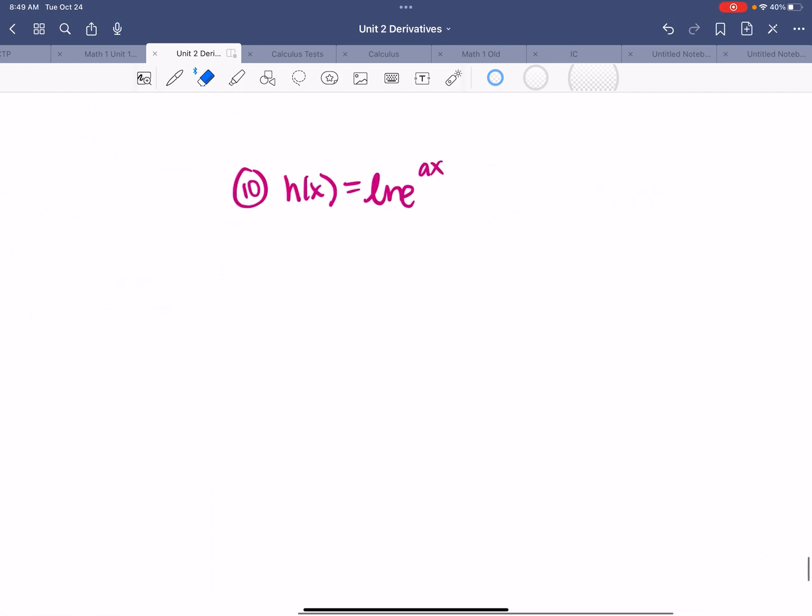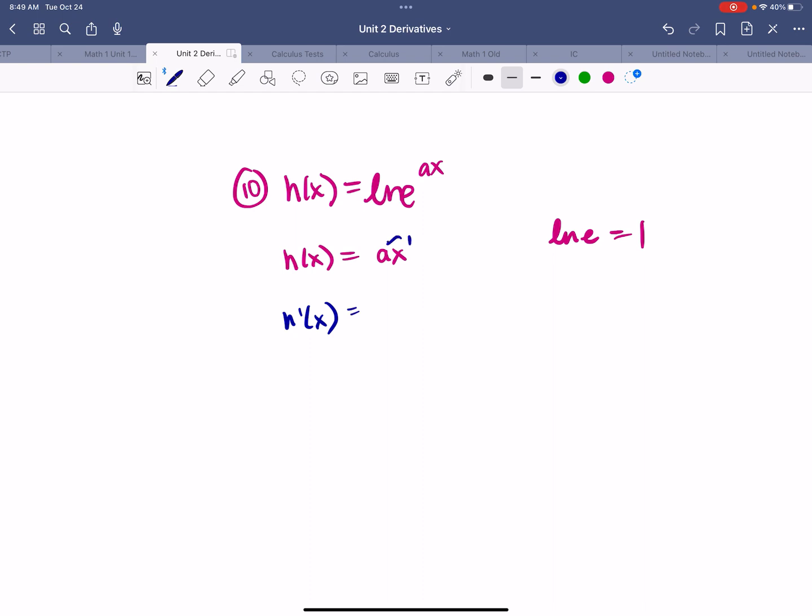Let's look at 10. Don't be nervous about 10 because now we see ln and e. Remember, ln of e is equal to 1. So really, h of x is just ax, which means that when we go to take the derivative of h, if I have a power of 1 here, that gets multiplied out in front, and then I power down, so I'm left with just a.